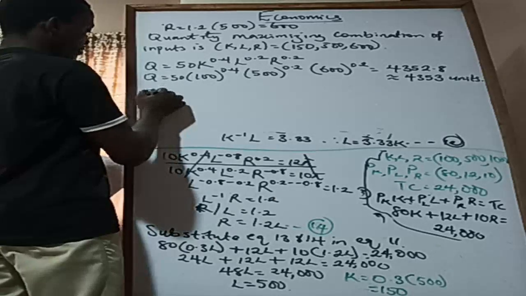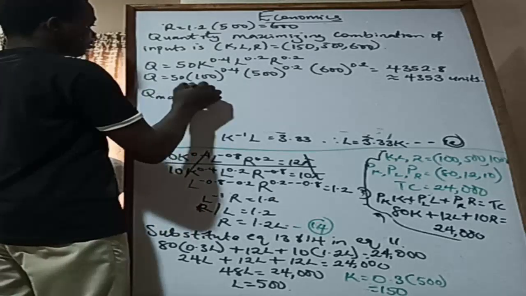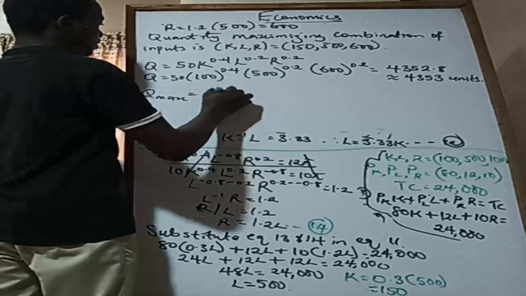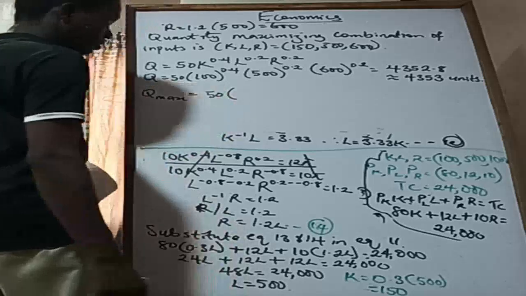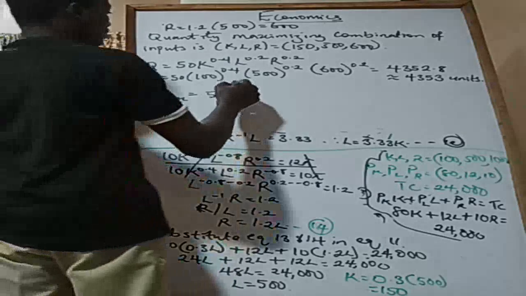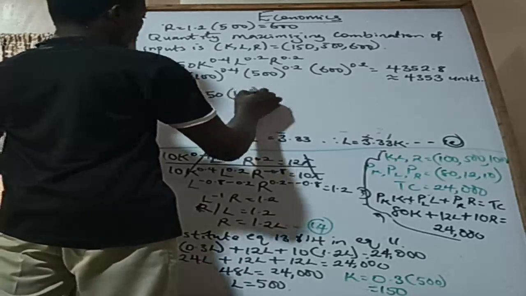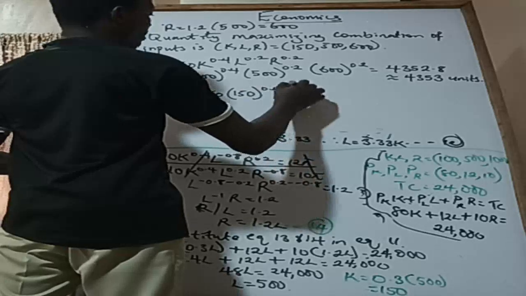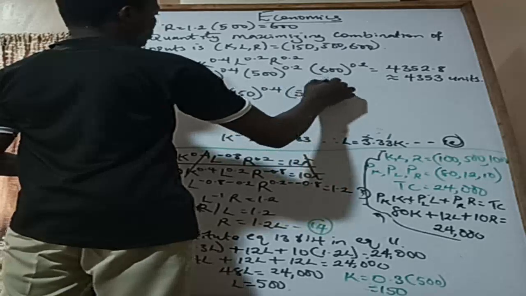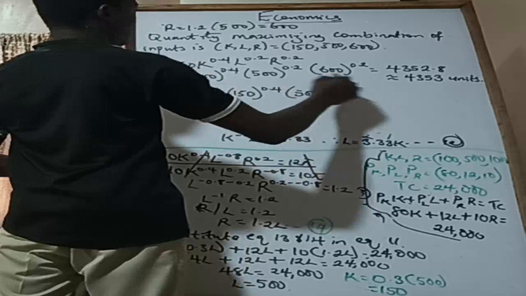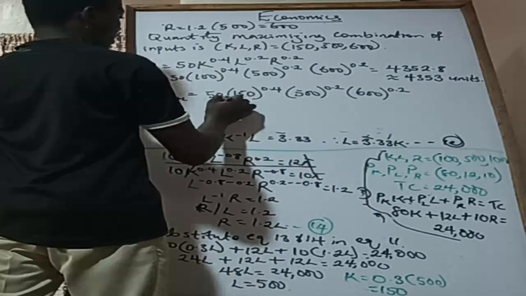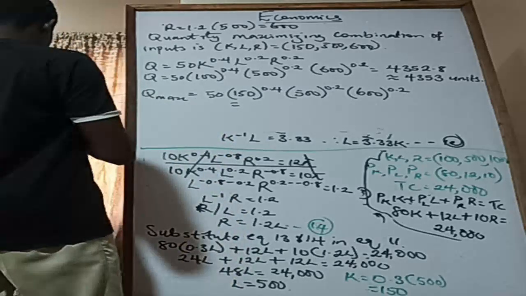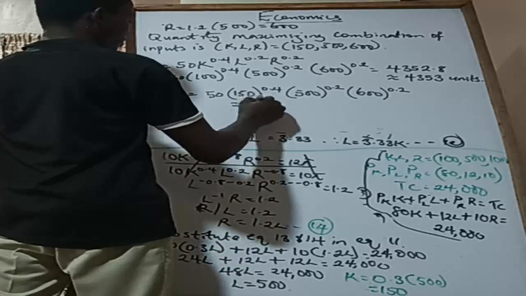So for Q max now, you have 50 into brackets. K is 150, I think that was what we got, right? K is 150 to the power 0.4, L is 500 to the power 0.2, R is 600 to the power 0.2. So the amount of output you are going to get from here is 4622.